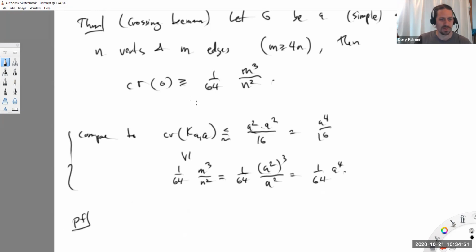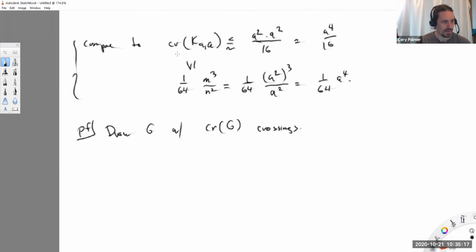Generally, how arguments go when you're trying to prove a lower bound on a crossing number is you say, draw it with as few crossings as possible and start analyzing. Try to find that you definitely have a crossing here and a crossing there, and then you get a bound. So draw G with the fewest number of crossings. We'll arrive at the bound at the end. Now let's fix a probability P between 0 and 1. We'll determine it at the end of the proof.